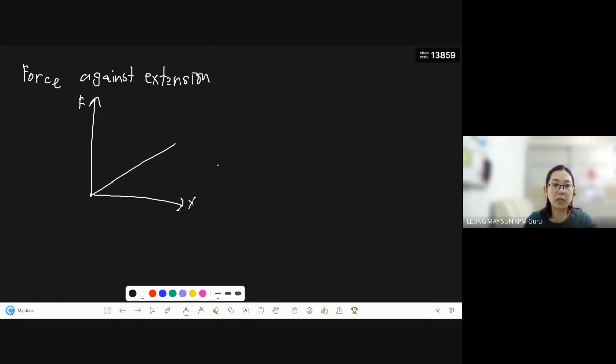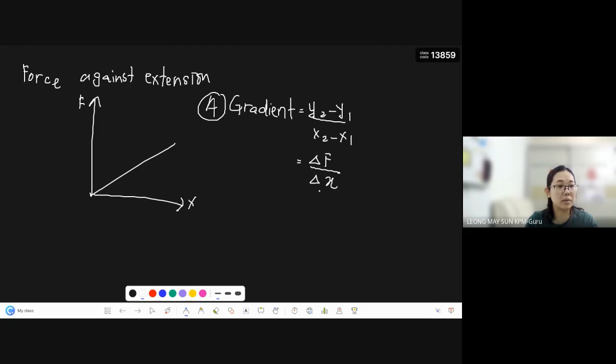Let's talk about the gradient first. Please do learn how to analyze this. We're going to analyze it two ways: one in mathematics, the other in physics. In terms of mathematics first, for gradient, what we usually do is take y2 minus y1 over x2 minus x1. So the gradient is the change of the y-axis over the change of the x-axis. This is in terms of mathematics.